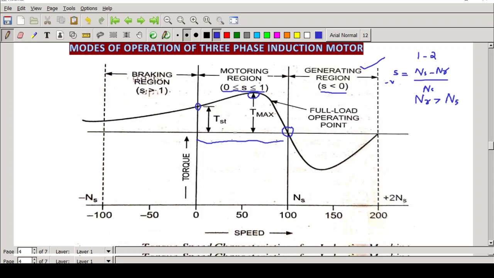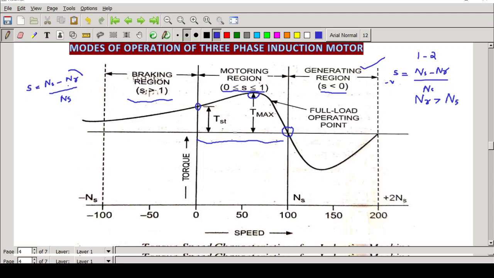Okay, now what about the braking region here? In the braking region, we will just try to analyze the same equation, that is slip S is equal to (ns minus nr) by ns. So the condition is that slip should be greater than 1. So how can you get that slip value greater than 1?